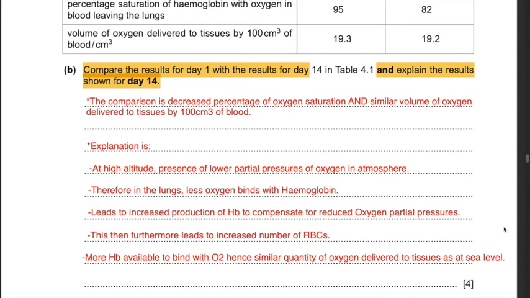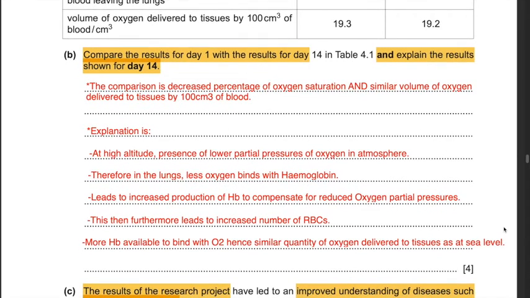And why is that? You have to explain it only for day 14. So you should talk about increased concentrations of hemoglobin to compensate for reduced partial pressures of oxygen. This then furthermore leads to an increased number of red blood cells. More the red blood cells present, more the hemoglobin available to bind with oxygen, hence similar quantity of oxygen delivered to tissues as at the sea level. That will give you 4 marks.